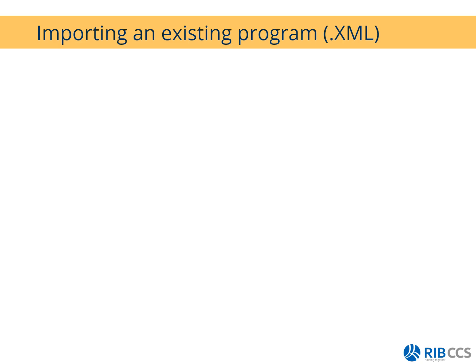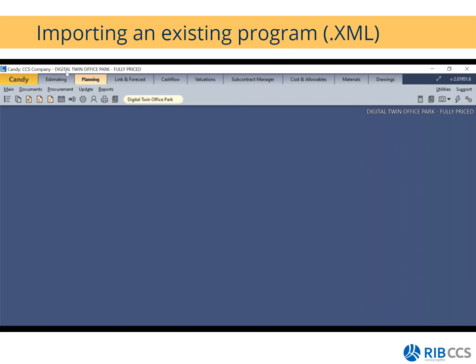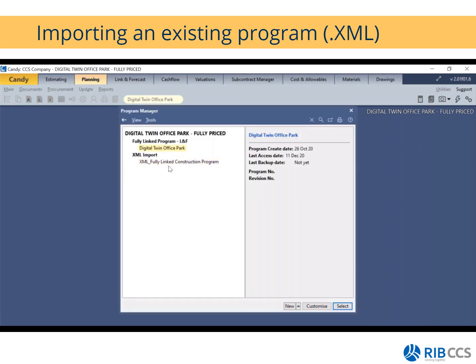First on the agenda, we have the importing of an existing program. I'm just going to switch over to Candy. You'll see that I have selected the Digital Twin Office Park. This job was fully priced by Brinley Webster. And on my program manager, you will see that I have 2 existing programs. One is my Digital Twin Office Park. It's been fully linked, as well as linked to the estimate. And then I have my XML import, which is a fully linked construction program.